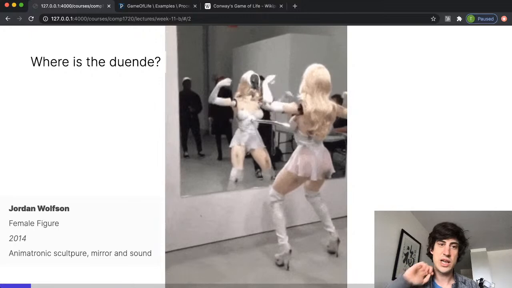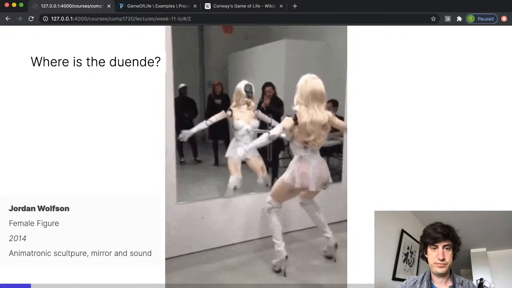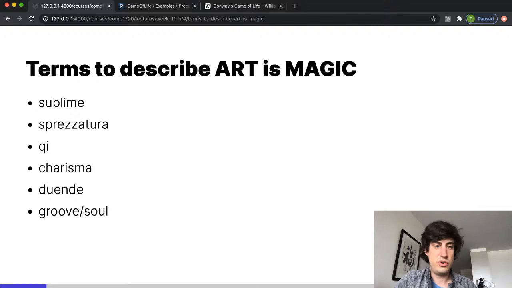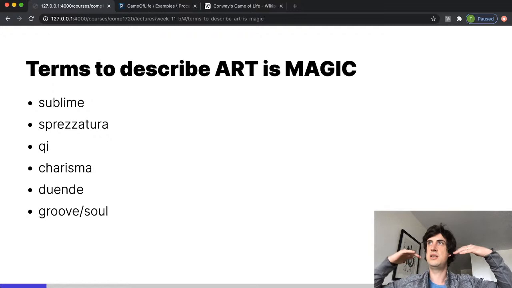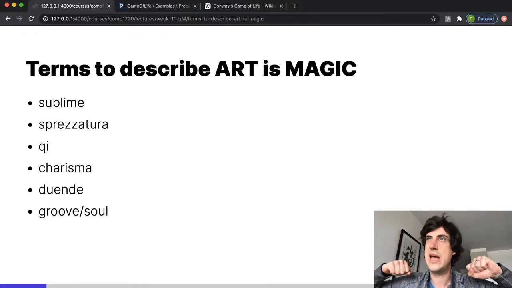So I guess that's the overarching question for today's lecture. Where is the duende? And some of these other terms, alongside duende but in different cultures, basically mean that art is magic. Some words that we have used include sublime, right? So the idea that, wow, an artwork is sublime, it elevates. We talked a little bit about Pseudo-Longinus and his idea of the sublime being an elevation where something is so perfect that it exceeds the thing that it is, and the audience is in a state of ecstasy. Then there's also the romantic sublime, which is that something is so beautiful that it's terrifyingly beautiful.